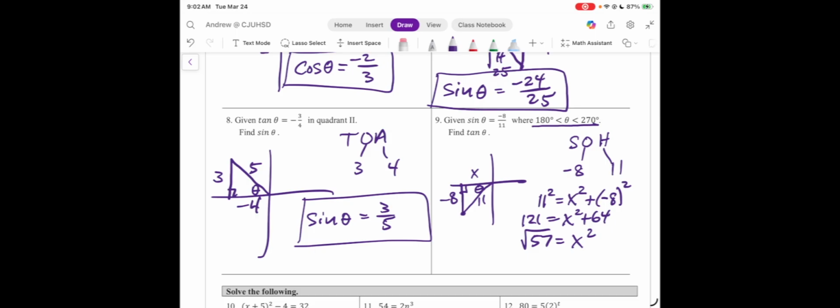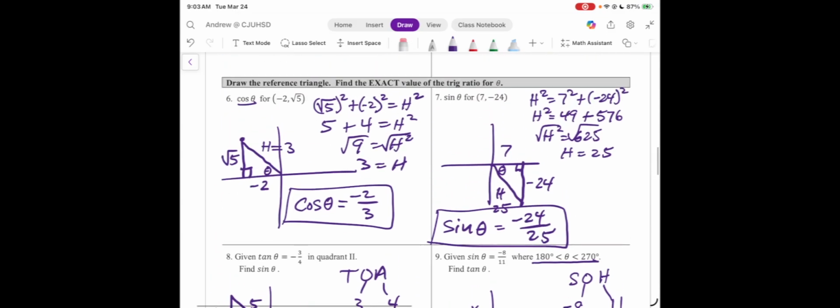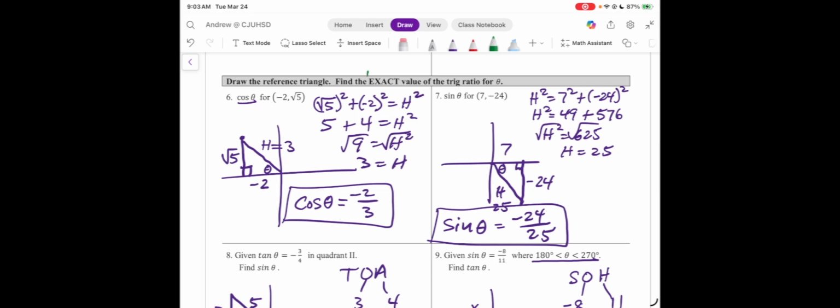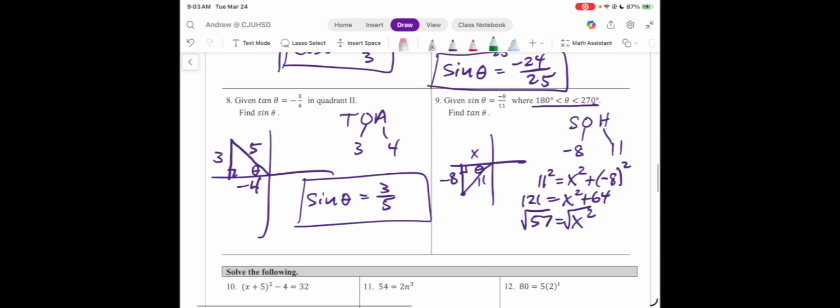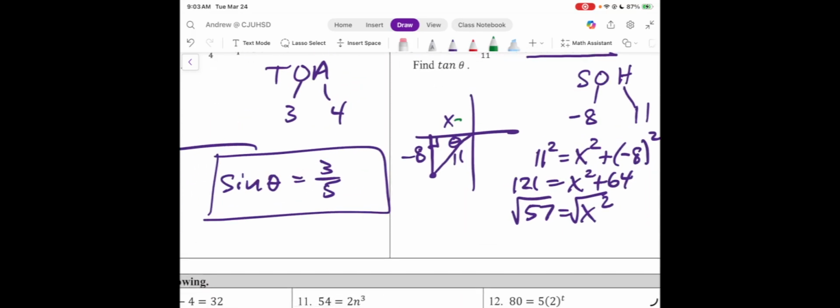And, gee, I don't think anything goes into 57. No, actually 3 goes in there. 3 goes into 57, but then it would be 3 times 19. So I really can't reduce radical 57, and I want to do it as exact. See, it says up here, find the exact value. So I'm not going to mess with radical 57. Okay, that's just up here. And in fact, oops, it's negative radical 57 because of where it is. It's in the fourth or the third quadrant.